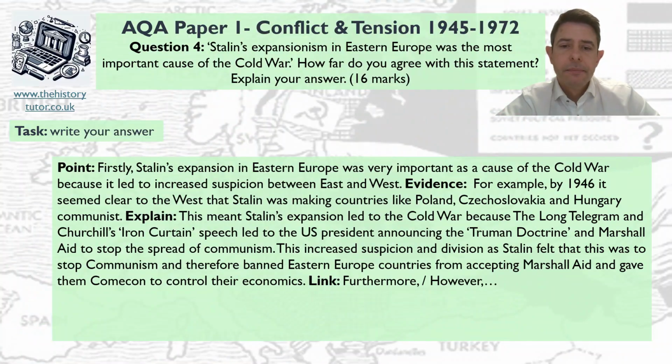Okay, so here's my idea. So this meant Stalin's expansion led to the Cold War because the long telegram and Churchill's Iron Curtain speech led to the US president announcing the Truman Doctrine and Marshall Aid to stop the spread of communism. This increased suspicion and division as Stalin felt that this was to stop communism and therefore banned Eastern Europe countries from accepting Marshall Aid and gave them Comecon to control their economics. So now you have a clear division, capitalist and communist division to some extent. If you don't think that's clear enough, you could add that little sentence in there to make it a bit clearer.